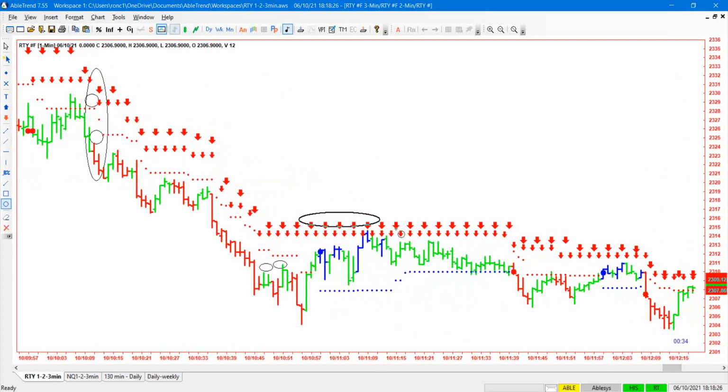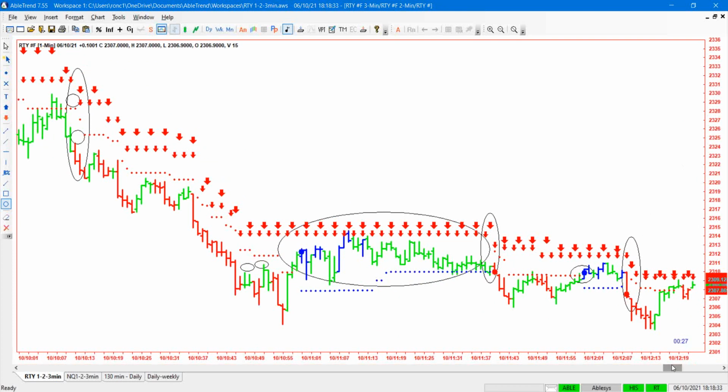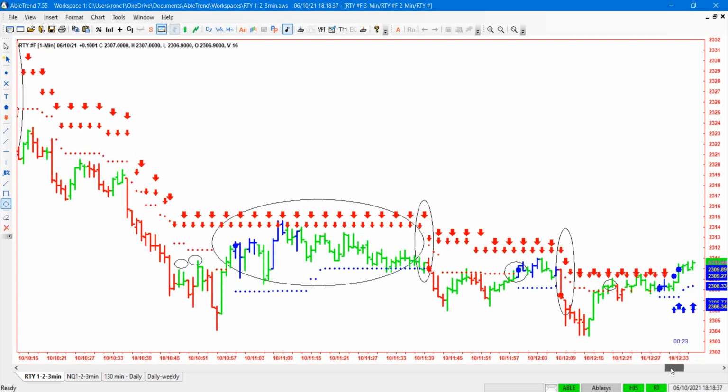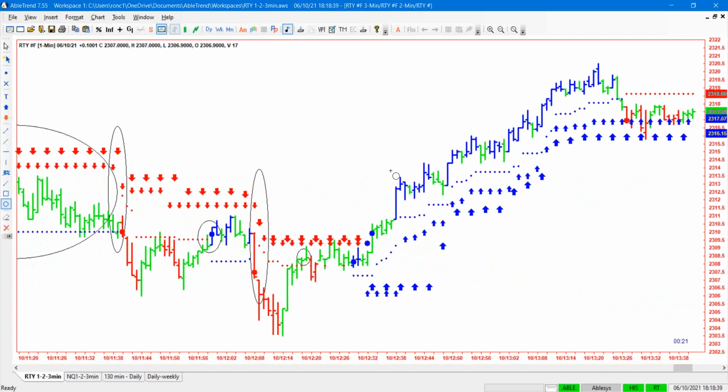Then obviously one big gigantic no trade zone here. Short trade here, that was a break even. Short trade there, that was about another break even. Maybe a half a point loser. Let's call it a loss.